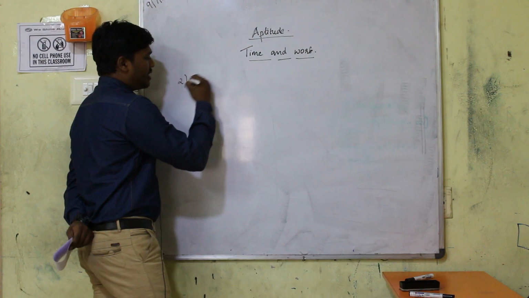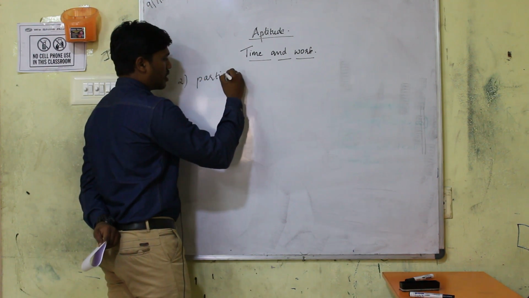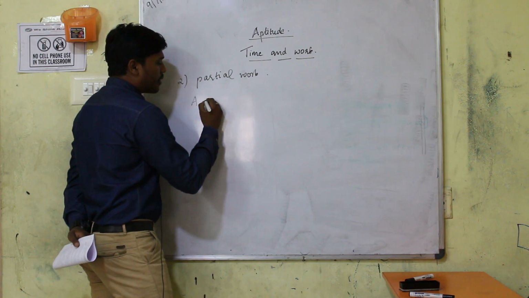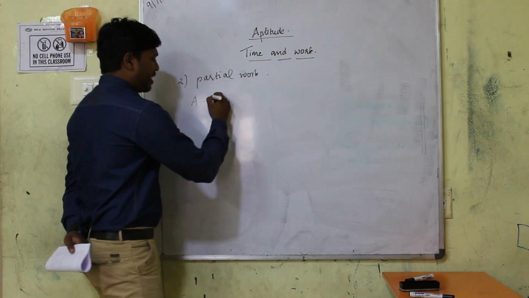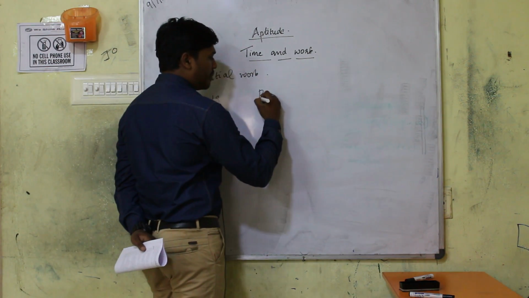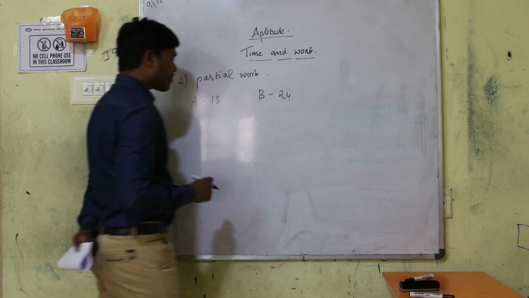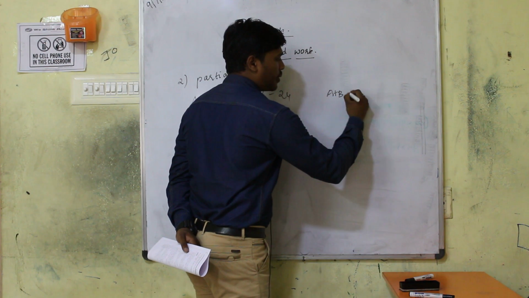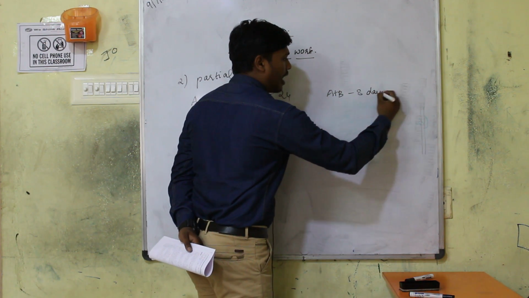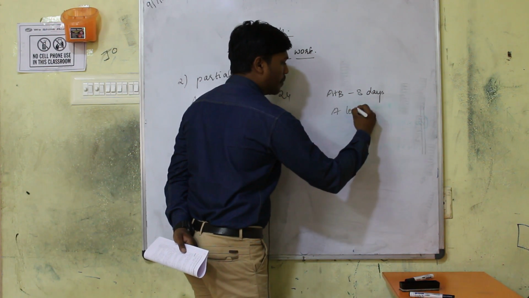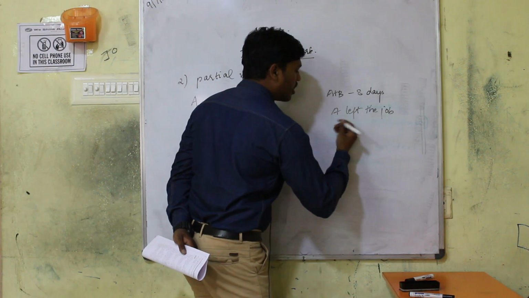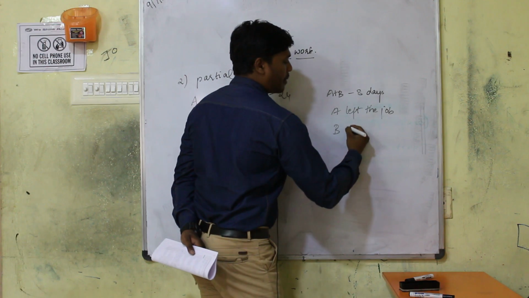Next type is partial work. In this, A can do a piece of work in 18 days and B can do the same piece of work in 24 days. For the first 8 days, A and B are working together. After the 8th day, A left the job. So the remaining work will be completed by B in how many days?